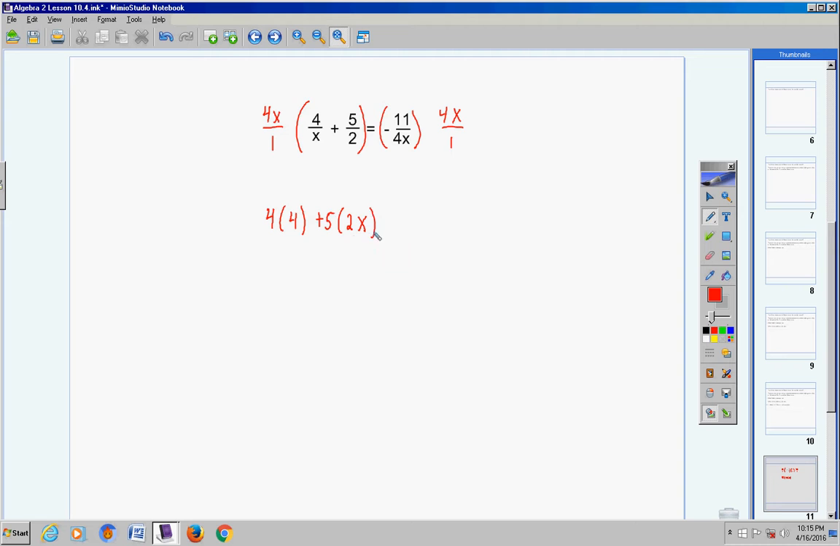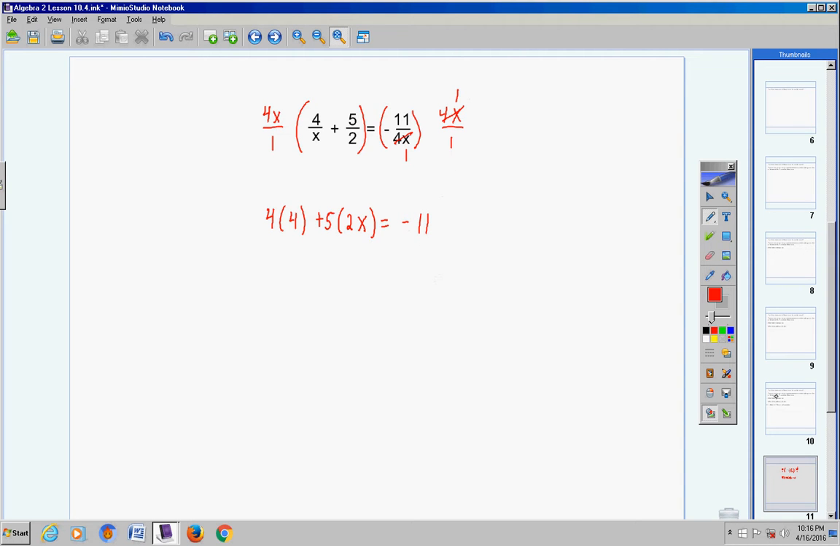There's a reason I'm writing out the multiplication and not actually doing the multiplication. If you'll trust me, there's a reason, because later on we're going to have binomials and you're going to want to keep your parentheses. You're going to have negative signs. So it's always safe just to write out your multiplication. It really is. Now I have negative 11 over 4x times 4x over 1. Your 4x cancels with your 4x. So negative 11 times 1 is negative 11. So I did it. I did step 2.